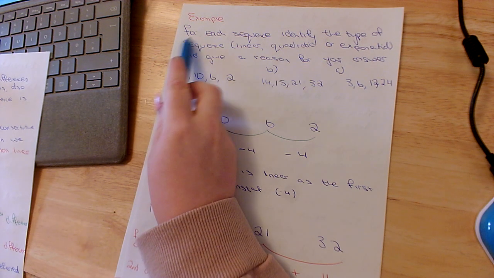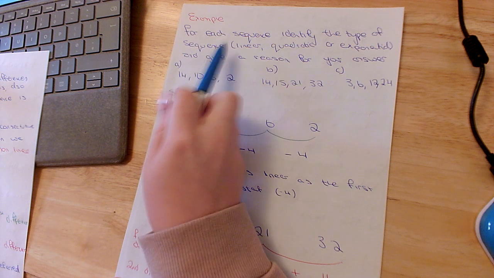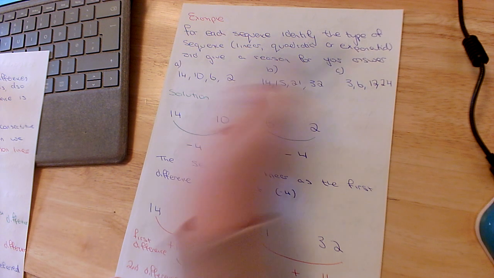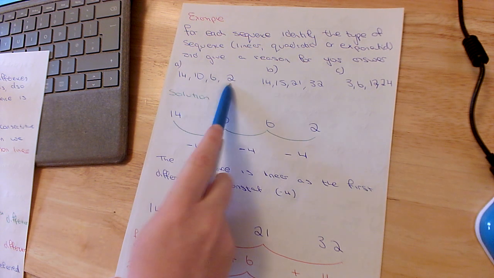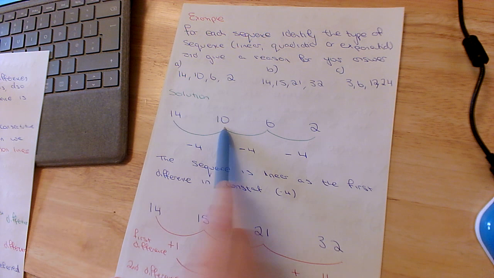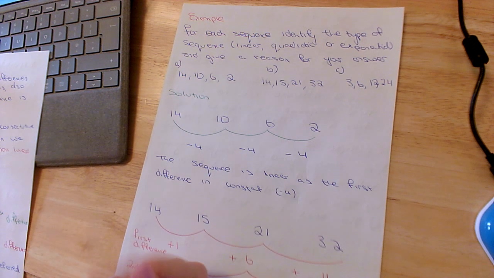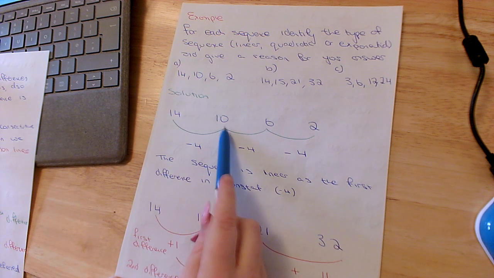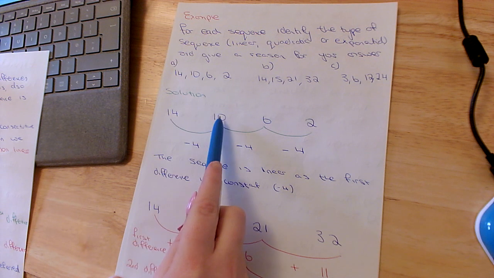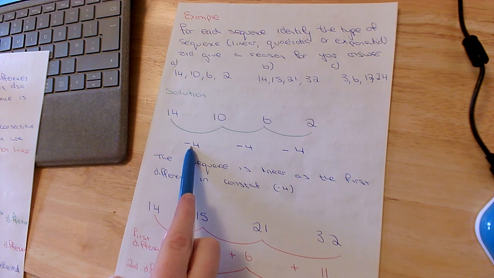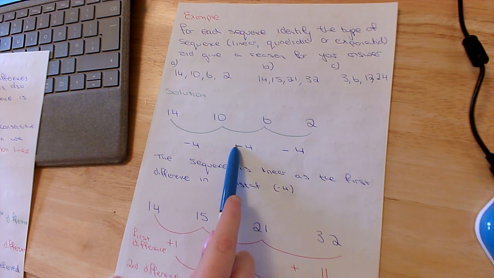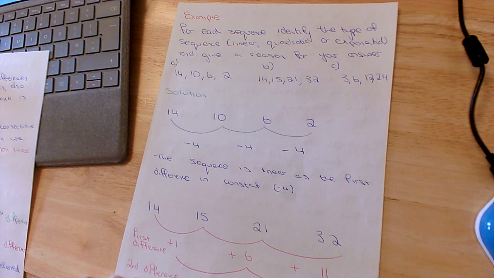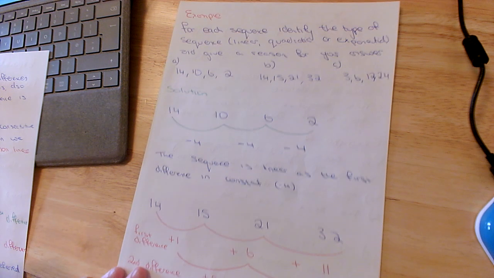Now I have an example. For each sequence, identify the type of sequence, linear, quadratic, or exponential, and give a reason for your answer. So I have this sequence here: 14, 10, 6, and 2. The first thing I always have to do is get my first difference. Between 14 and 10, I'm going down 4. Between 10 and 6, I'm going down 4. Between 6 and 2, I'm going down 4. My first difference is the same, so that means it has to be a linear pattern.